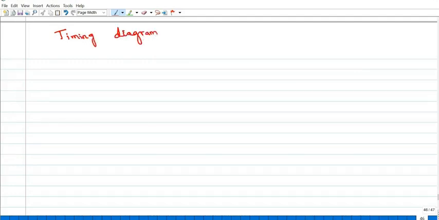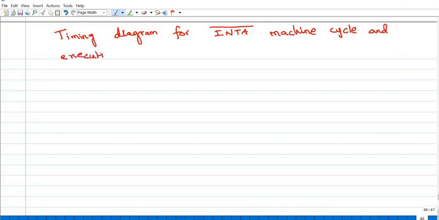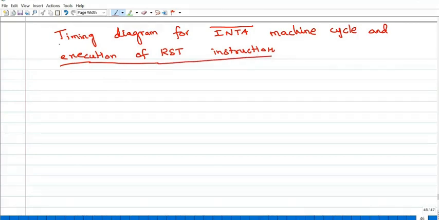Timing diagram for INTA machine cycle and execution of RST instruction. Whatever we studied in the previous class, now we are going to represent in the form of a diagram, that is the timing diagram.